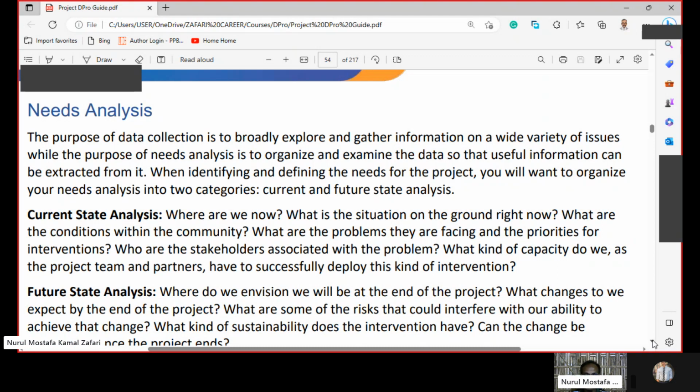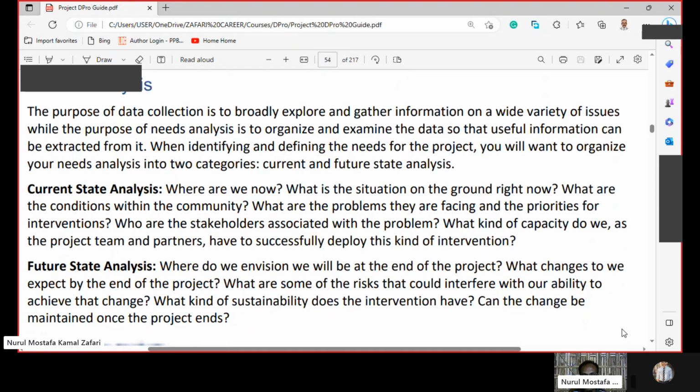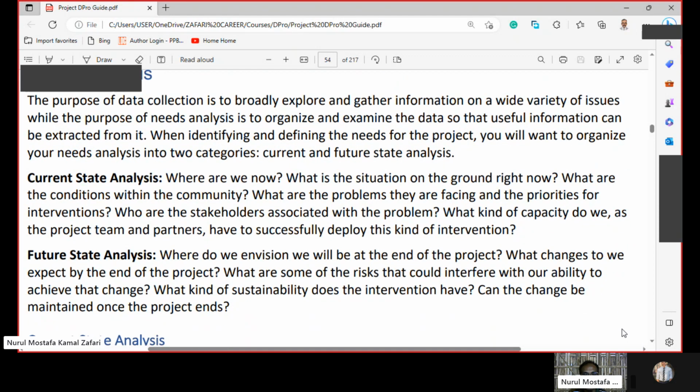Now future state analysis. What questions can be asked? Where do we envision we will be at the end of the project? What changes do we expect by the end of the project? What are some of the risks that could interfere with our ability to achieve that change? What kind of sustainability does the intervention have? Can the change be maintained once the project ends?